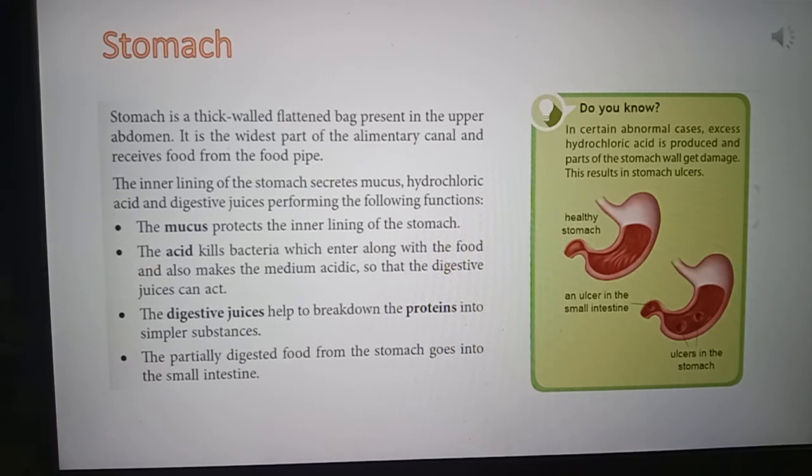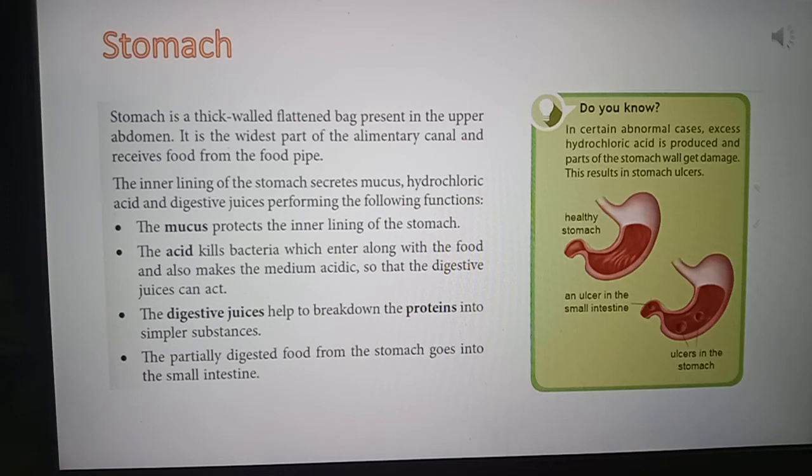What does it do? Since it is an acid, it is able to kill bacteria. Now, the food which we are taking inside the stomach might have bacteria. So the hydrochloric acid is able to kill the bacteria which has entered along with the food.